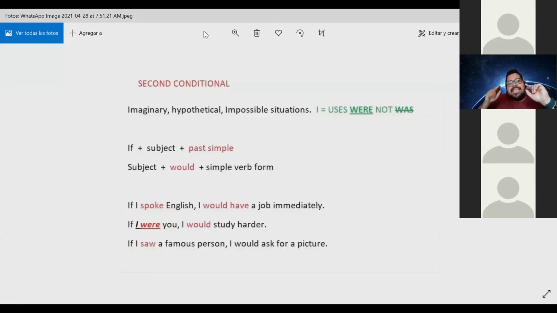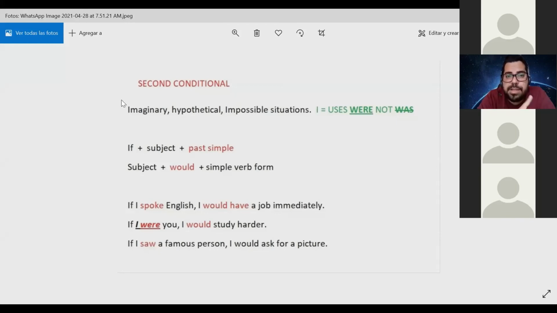Then, guys, look at this. Let me show you here the second conditional. The second conditional is really useful in English, okay? Actually, they use it a lot. I mean, North Americans use it a lot. English people use it a lot. Second conditional, guys, look at this. We use it for imaginary, hypothetical, or impossible situations.